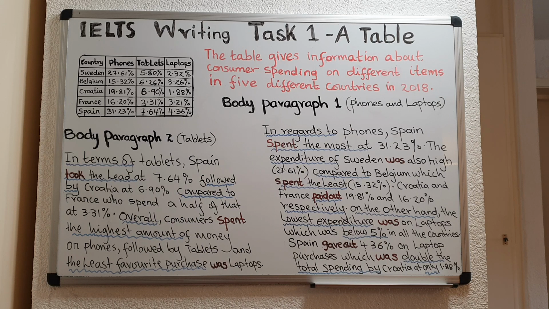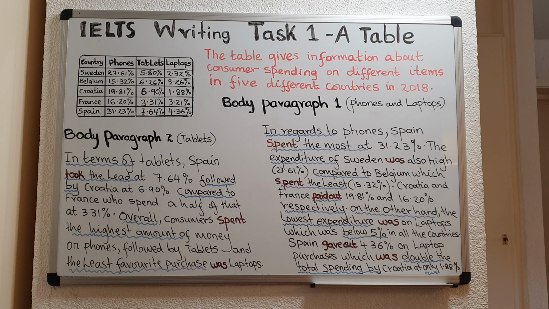So once you have received your question on your writing task, the very first thing that you should do is try and understand the data. Read the information that IELTS has provided you with. That is going to help you to understand the data. In our case, the information is the table gives information about consumer spending on different items in 5 different countries in 2018. So the table is going to provide us with details about 5 countries in regards to how much they spent on different items.